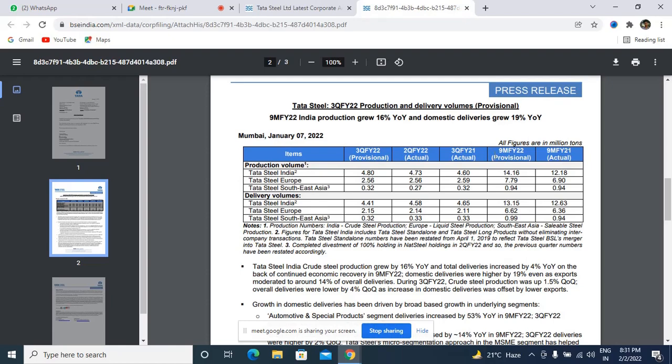You are comparing any particular quarter of any financial year with the same quarter of the previous financial year, that is year on year. If you compare a quarter of this current financial year with the same quarter of the previous year, that is year on year. Is that clear? Yes. Everyone, Soumya?